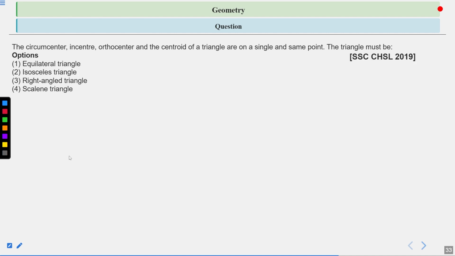The circumcenter, incenter, orthocenter and centroid of a triangle are on a single and same point. The triangle must be. And this question is asked in SSC CHSL exam in 2019. So there are 4 options. First one is equilateral triangle, second is isosceles triangle, third one is right angle triangle and fourth one is scalene triangle. Now you have 10 seconds to solve this question. Your time starts now.